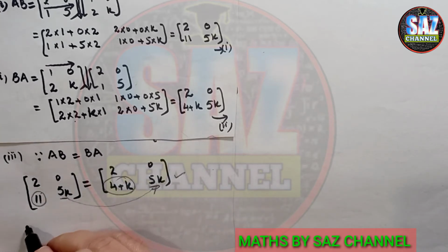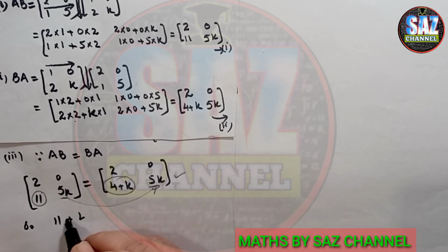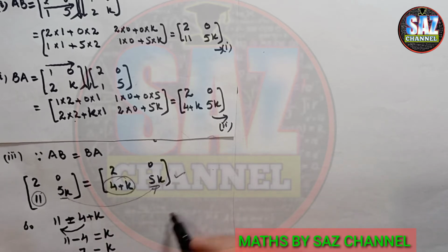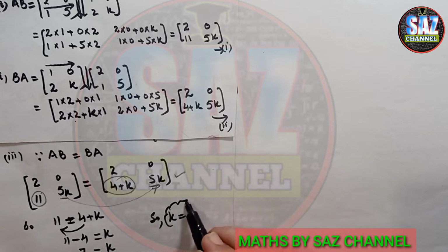So 11 equals 4 plus k, and in order to get the value of k, shift 4 to the other side and we get 7 equals k. So the value of k for this question is 7. I hope you are clear about this question.